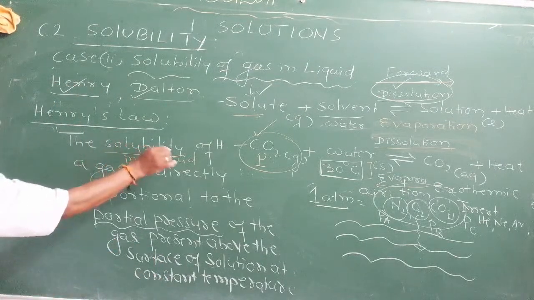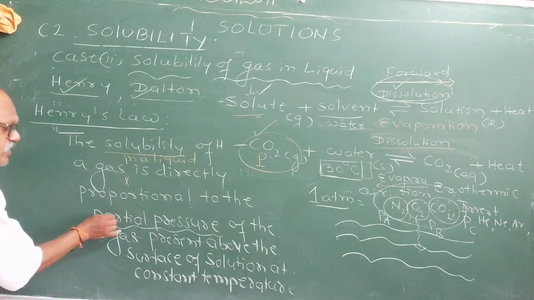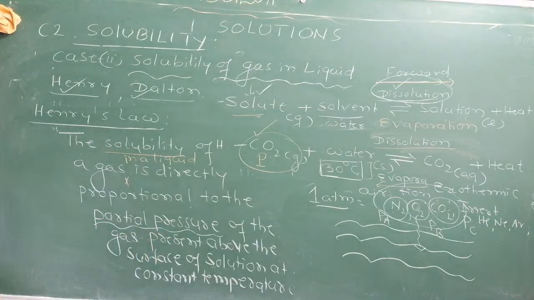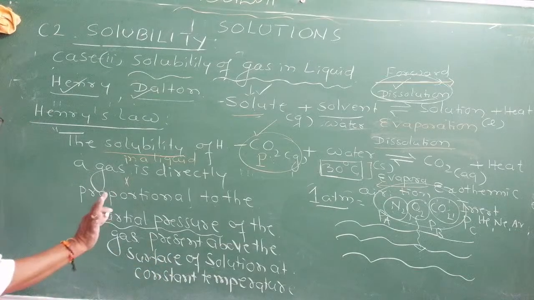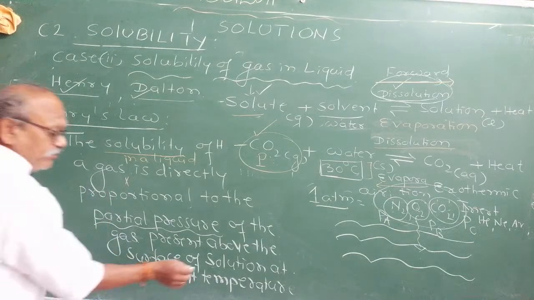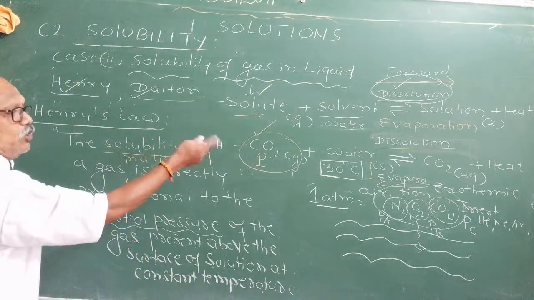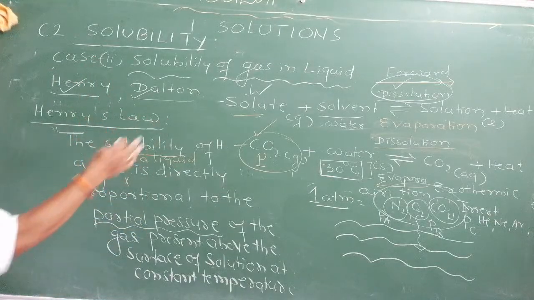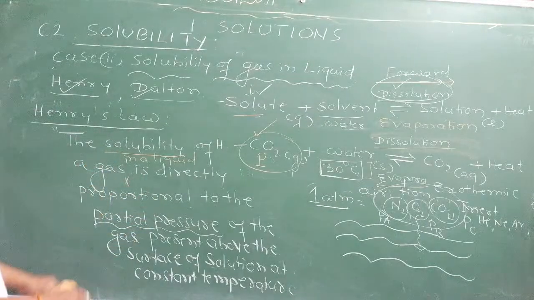The solubility of a gas in a liquid is directly proportional to the partial pressure of the gas present above the surface of the solution at a constant temperature. Temperature should be kept constant. If the temperature is not constant, then the equilibrium will be disturbed, because the solubility of a gas in a liquid depends on both. I hope you got it.